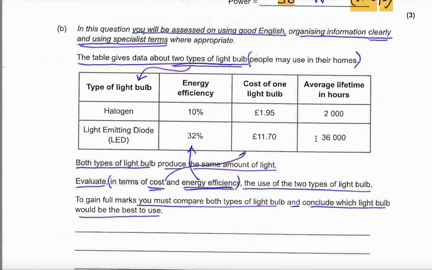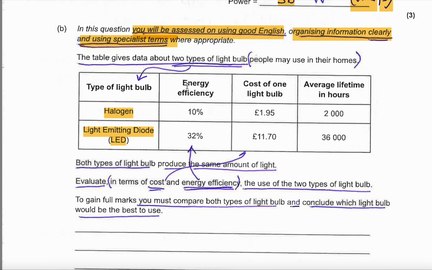Okay, in the next question, I haven't put my answer down, but I'm going to explain to you. In this question, it says you will be assessed on using good English, organizing information clearly. So it's about clarity and use of good communication, and using specialist terms where appropriate. The table gives data about 2 types of bulb people may use in their homes. So 2 types of bulb, halogen or LED. So these are the 2 they want you to compare. Light emitting diode is also called an LED for short.